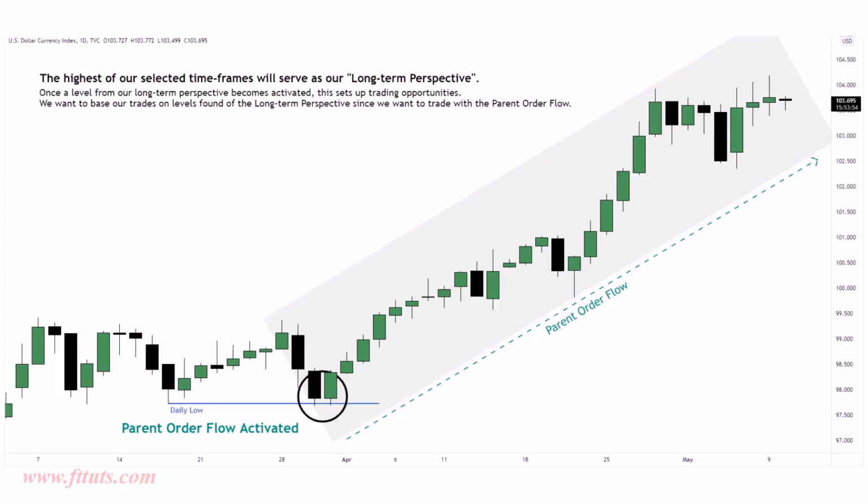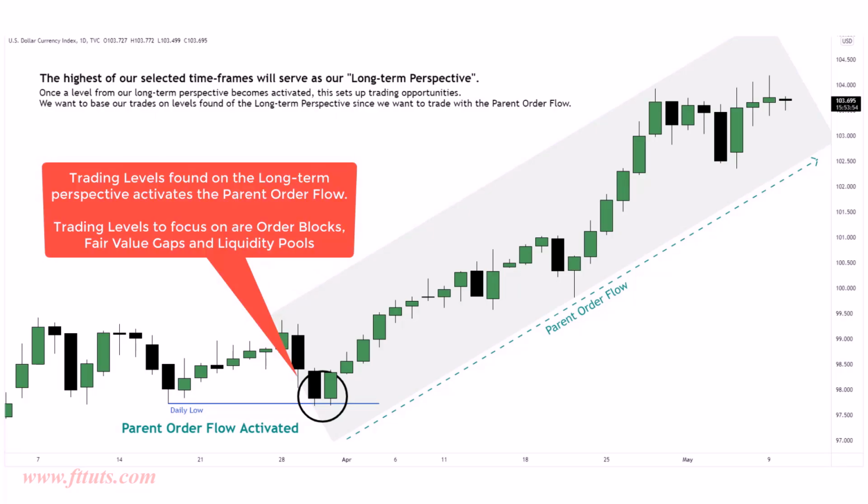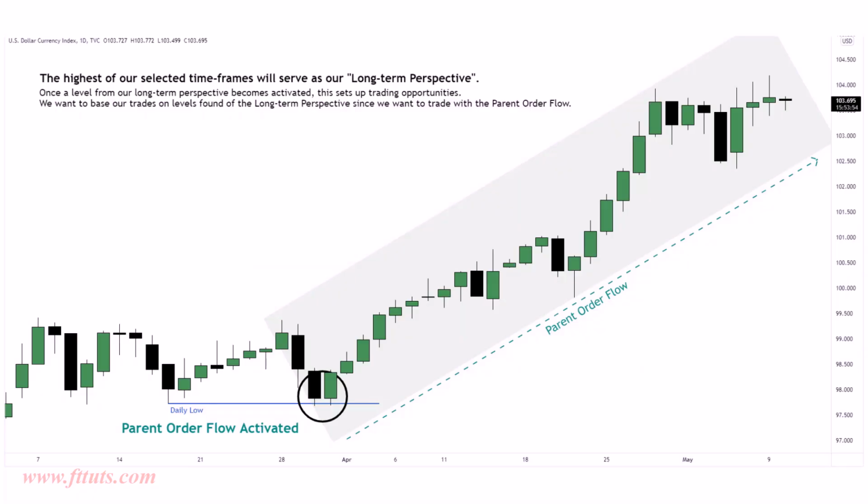We want to base our trades on levels found on the long-term perspective, since we want to trade with the parent order flow. So you can see over here that once the daily low gets taken out, since it's bullish, price gets bought underneath the daily low. This activates the parent order flow, and we want to trade in sync with the parent order flow, because that's where the market makers are pushing price. If we're trading against the parent order flow, this means we're essentially trading against the market makers, the banks and financial institutions.